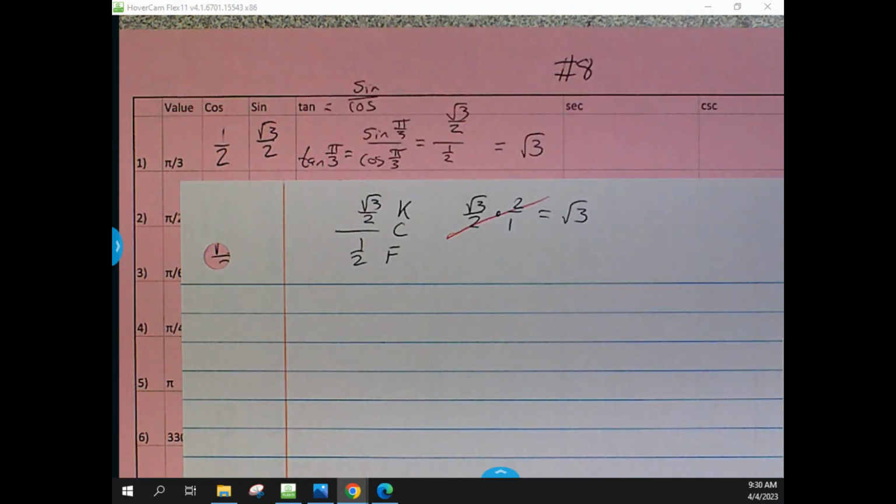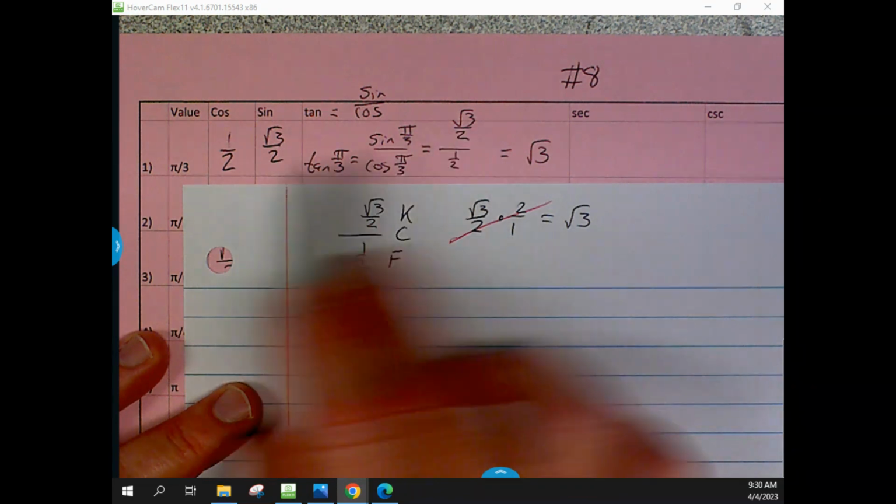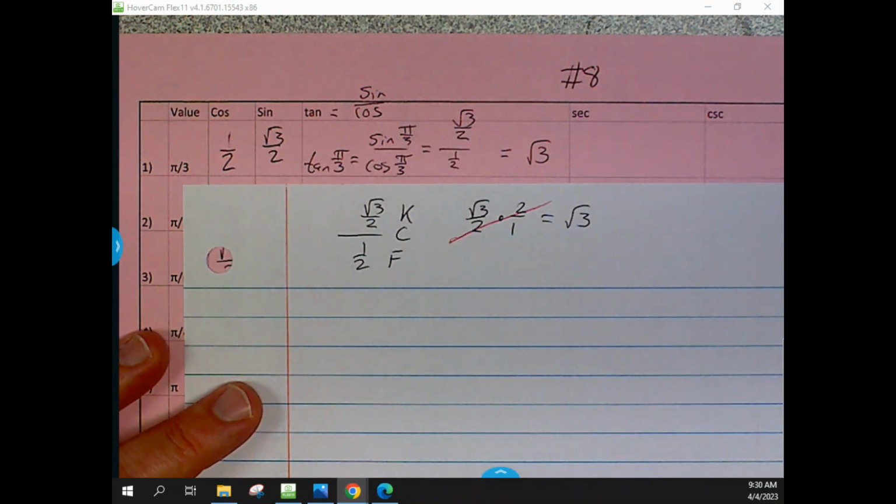Is everybody okay with that one? Because again, if you got to do tangent of pi over 3, you just go to pi over 3. You give me the sine value on top. You give me the cosine value on bottom. And then you just simplify that fraction as much as you can.